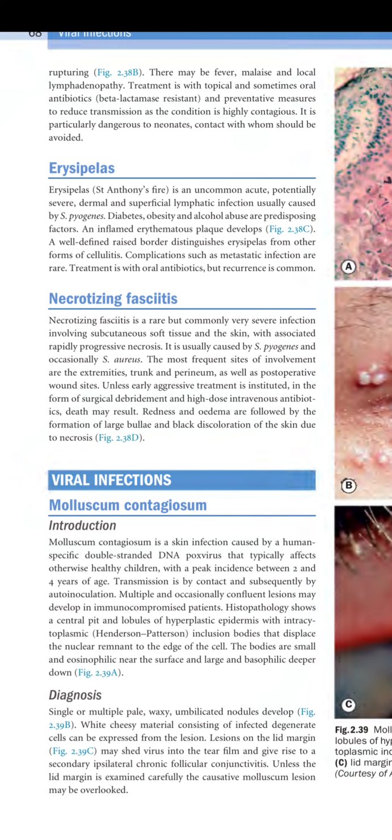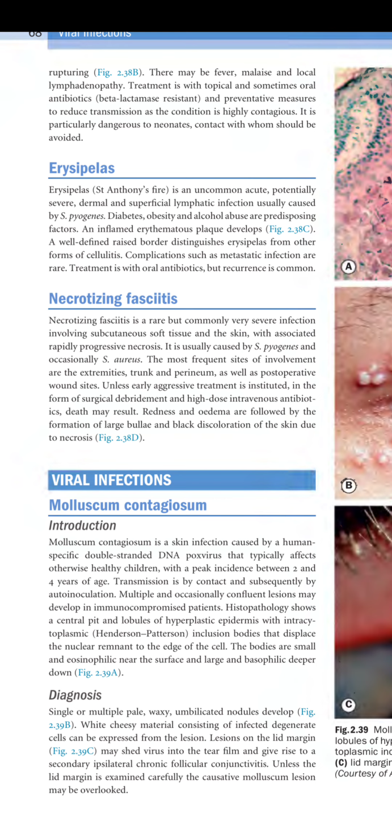Transmission is by contact and subsequently by autoinoculation. Multiple and occasionally confluent lesions may develop in immunocompromised patients. Histopathology shows a central pit and lobules of hyperplastic epidermis with intracytoplasmic Henderson-Patterson inclusion bodies that displace the nuclear remnant to the edge of the cells.